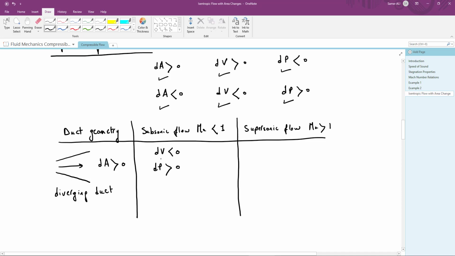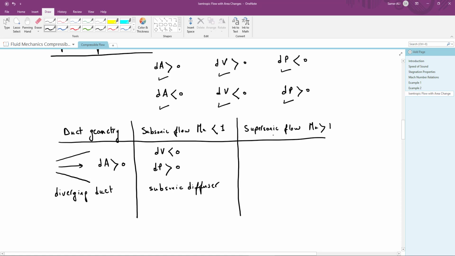So when we have a deceleration in the flow, we call this a diffuser. And in fact, this diverging duct in the case of subsonic flow is called a subsonic diffuser. So when you hear the word diffuser, we simply mean that we have deceleration in the flow. So the velocity of the fluid is decreasing, okay?